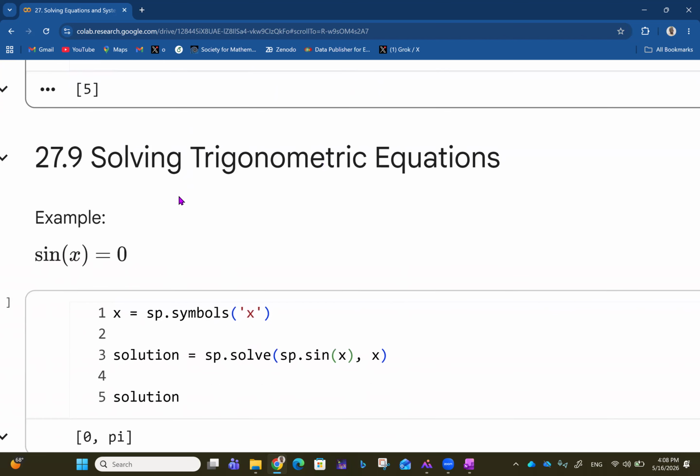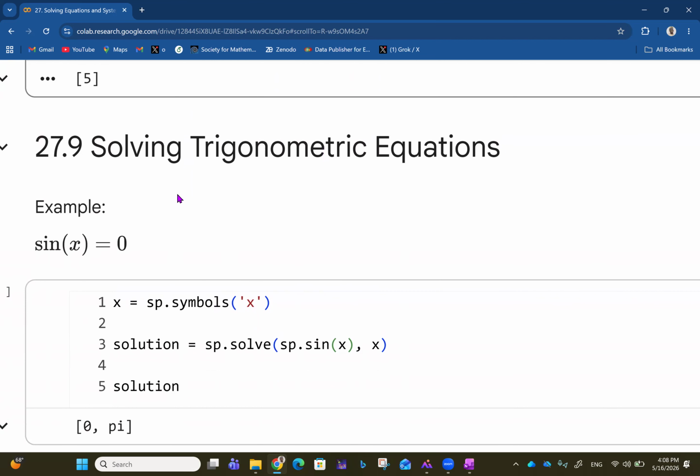So, solving trigonometric equations now. You can also talk about trigonometric equations. Like if you plot sine x, everywhere it cuts the x-axis, you have a solution there, and you discover that happens around 0 and pi, because it's periodic with period pi. That's 180 degrees. So sine x equals 0 now.